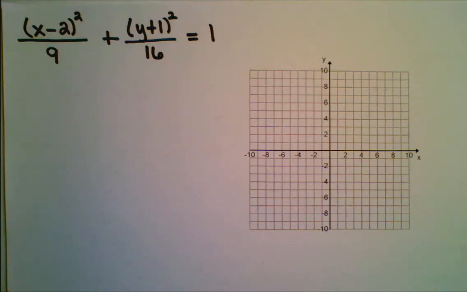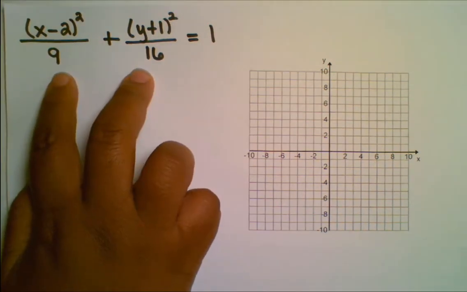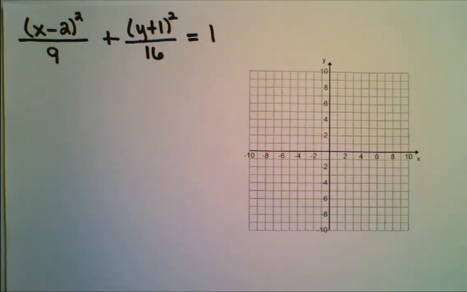All right, we're going to graph the quantity of x minus 2 squared over 9 plus the quantity of y plus 1 squared over 16 equals 1. And we have an ellipse because the x squared term and the y squared term have different positive coefficients.